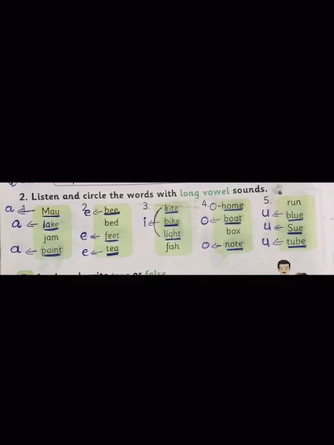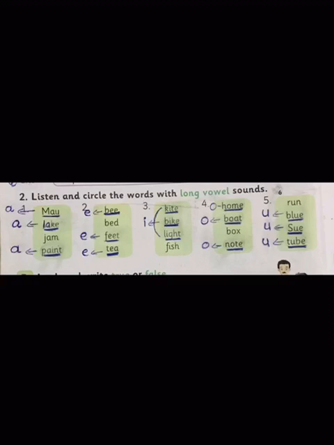The next word is P, A, I, N, T, paint. This word has long A. Look at the second list. The first word is B, E, E, bee. The next word is B, E, D, bed. This word does not have a long vowel sound.